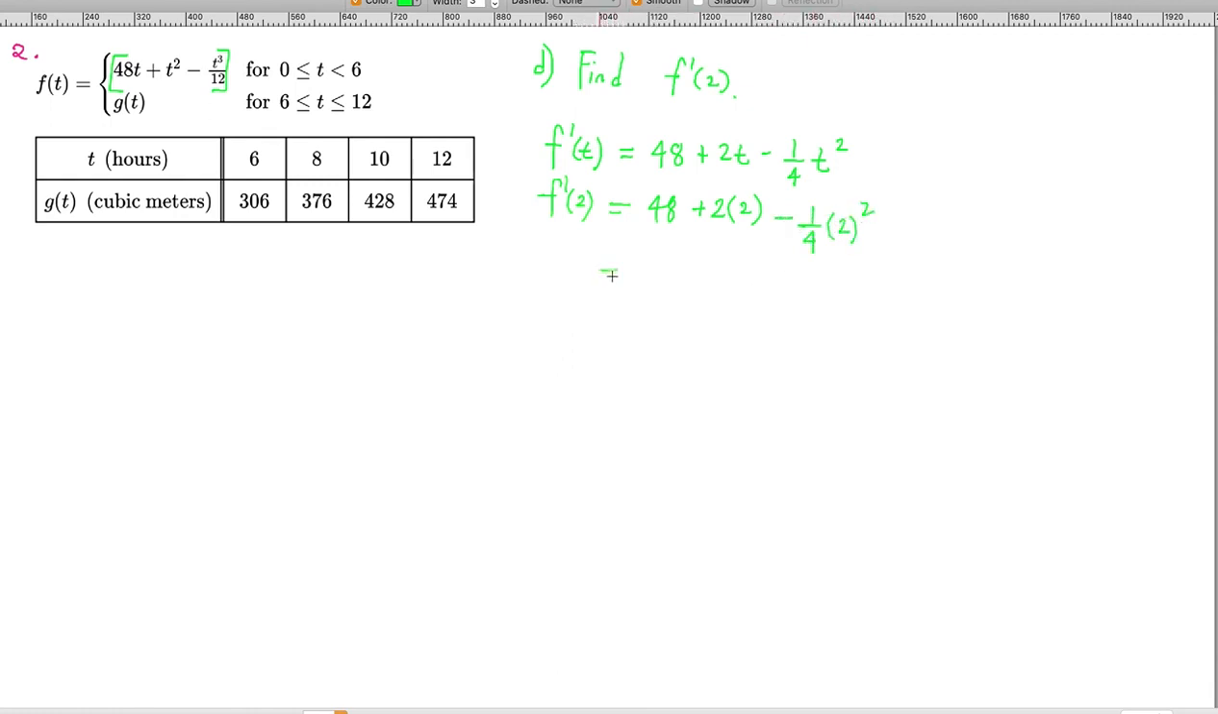And this is not too difficult arithmetic. Plus 4, minus 2 squared is 4, and 4 times 1/4 is 1. 48 plus 4 is 52. 52 minus 1 is 51. And then that's it.